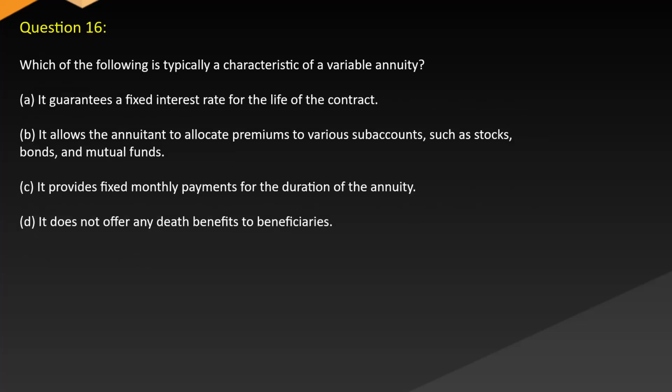Question 16. Which of the following is typically a characteristic of a variable annuity? A. It guarantees a fixed interest rate for the life of the contract. B. It allows the annuitant to allocate premiums to various subaccounts such as stocks, bonds, and mutual funds. C. It provides fixed monthly payments for the duration of the annuity. D. It does not offer any death benefits to beneficiaries.